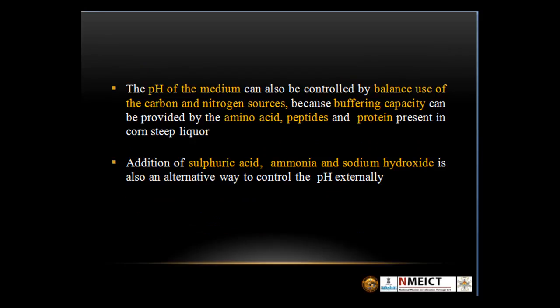The pH of the medium can also be controlled by balanced use of carbon and nitrogen sources, because buffering capacity can be provided by the amino acids, peptides, and proteins present in the corn steep liquor. Addition of sulfuric acid, ammonia, and sodium hydroxide is also an alternative way to control the pH externally.